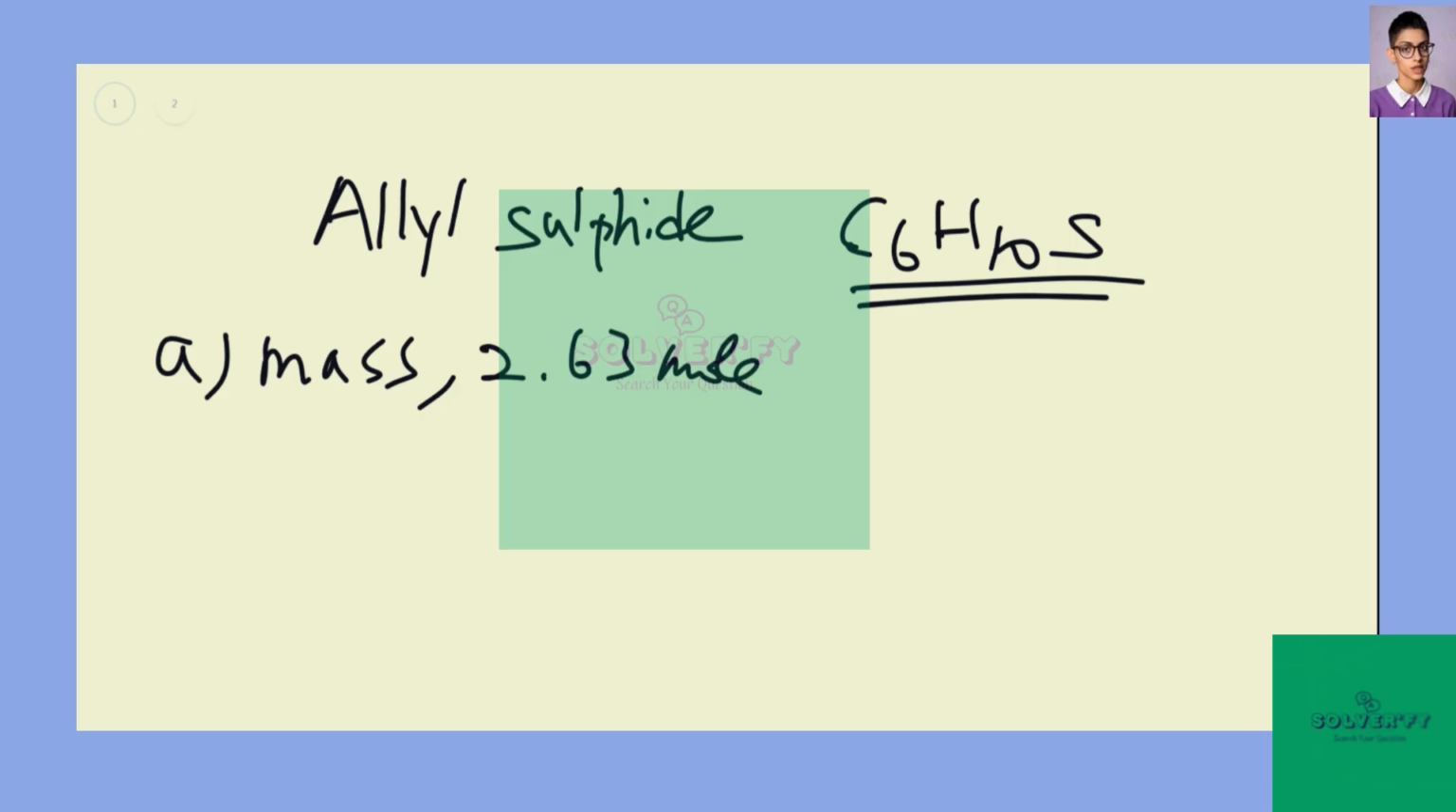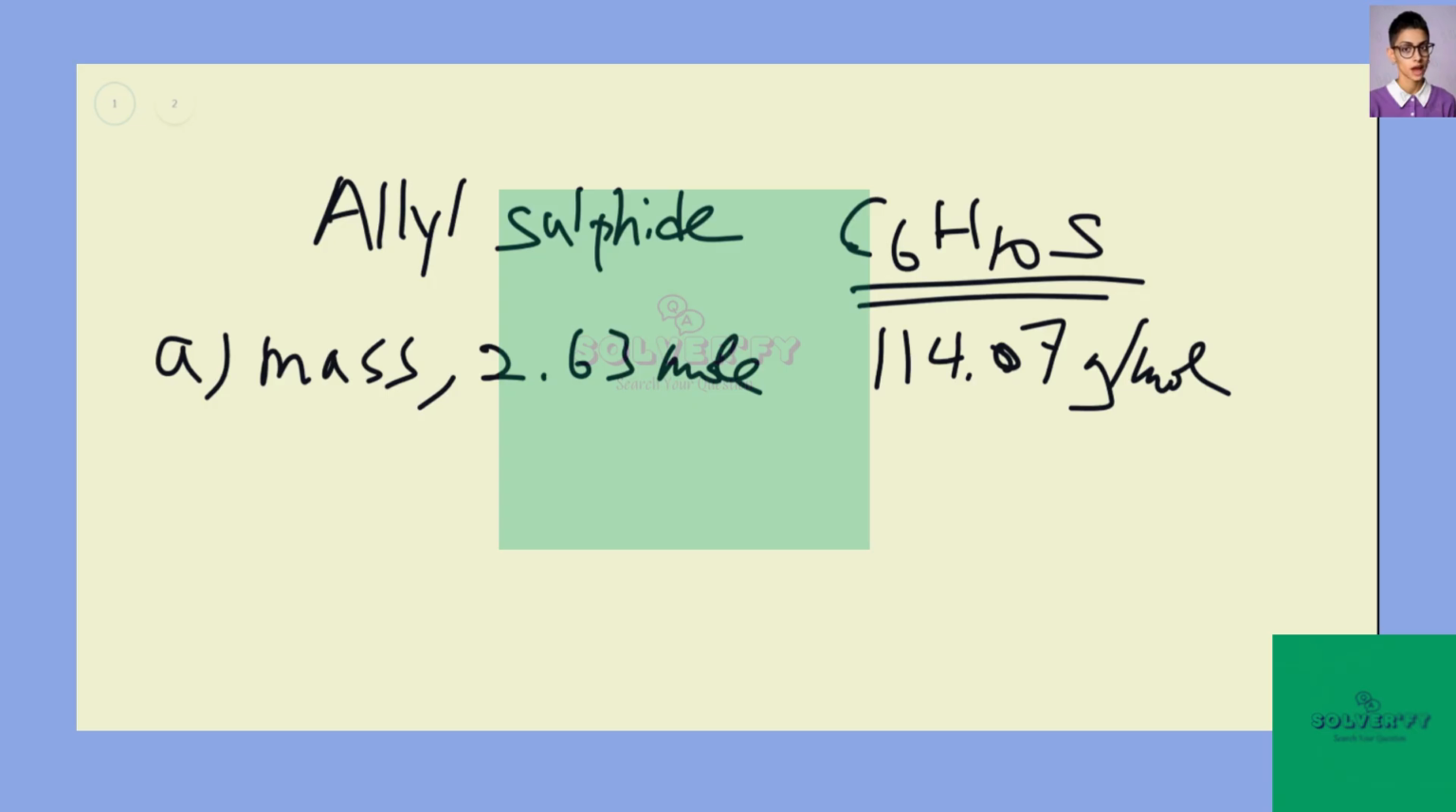Okay, so from our periodic table, you should be able to find out that the molar mass is equal to 114.07 grams per mole. So you just add all of the molar masses of the individual atoms together, and then you should be able to find that. Okay, so what would be the mass of 2.63 moles?